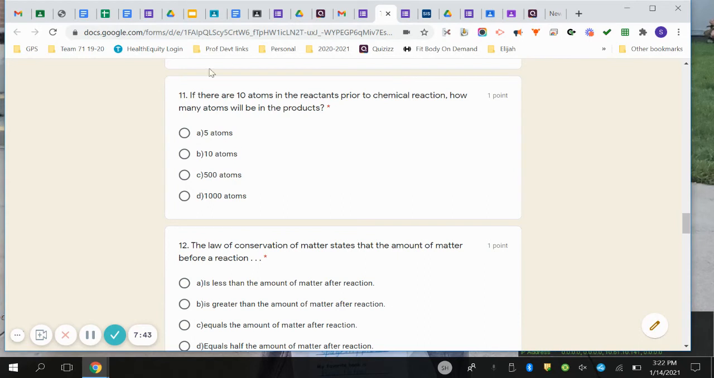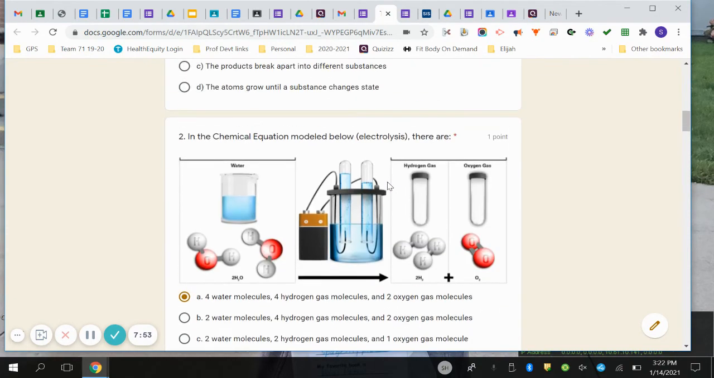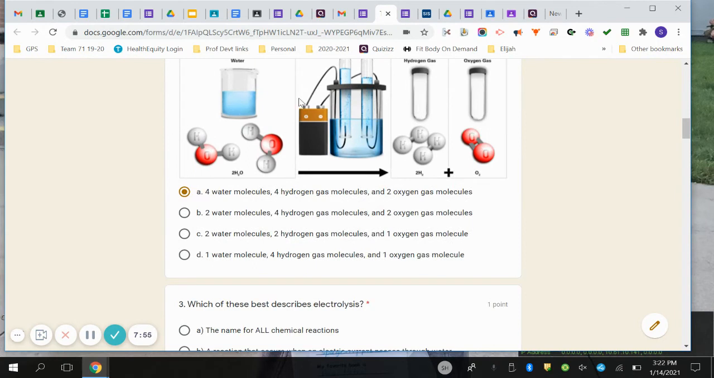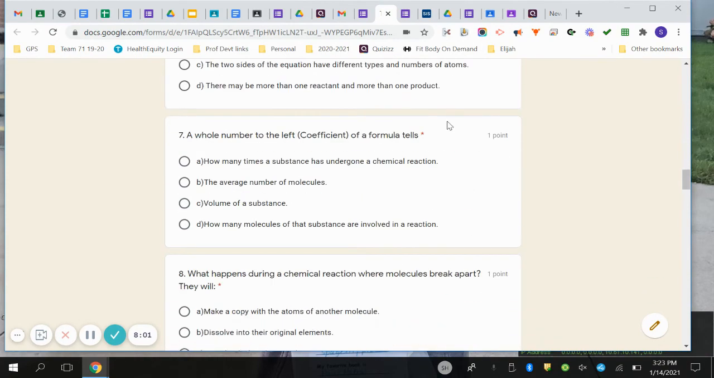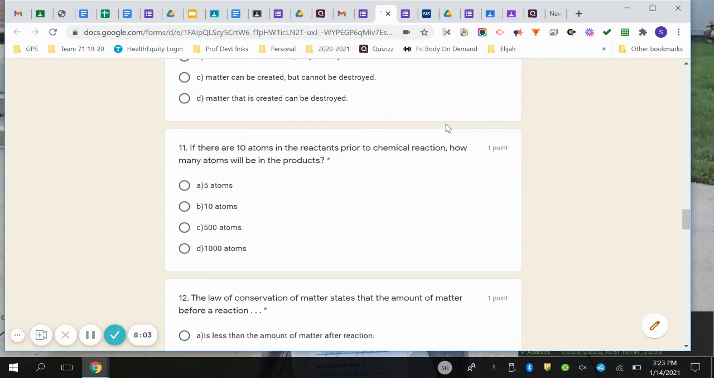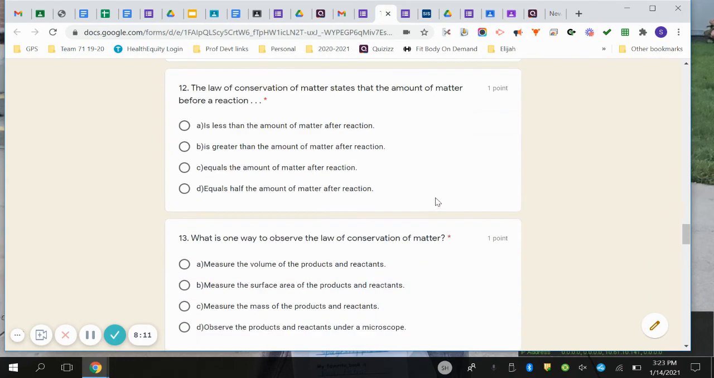Number 11, if there are 10 atoms in the reactants prior to a chemical reaction, how many atoms will be in the product? So, like if we go back up to number 2, you have 10 atoms in my reactant right here in the water. How many products are you going to have? 5 atoms? Well, if you start with 10, how many are you going to have at the end? 10 atoms, 500 atoms, or 1,000 atoms?